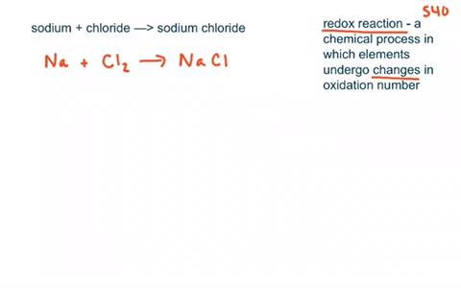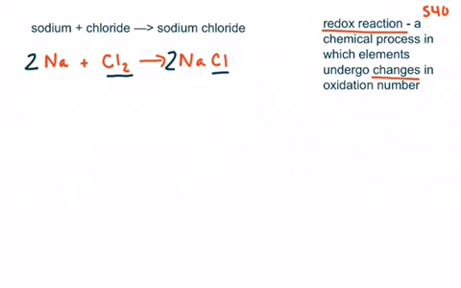Now, when I go back and balance, I notice that there's 1 sodium on each side, so that's good, but I have 2 chlorines on this side and only 1 on this side, so I'll need to add a coefficient of 2 here to balance that. Then, since that affected how many sodiums I had, I'll return to the left and add another 2 in front. So now my equation is balanced.